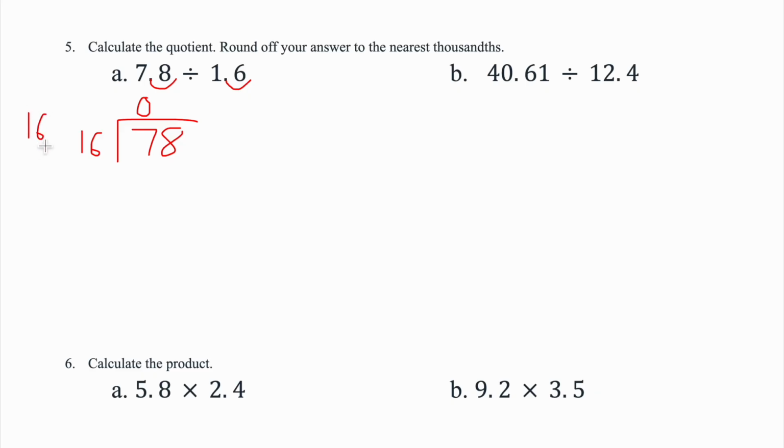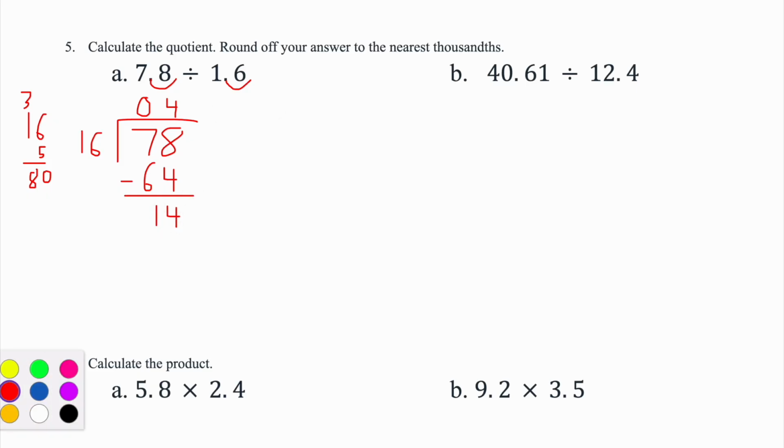Let's guess 5 times. 5 times 6 is 30. 5 times 1 is 5, plus 3 is 80. So that's too much. Just a little too much, so I know it's 4 then. 4 times 6 is 24. 4 times 1 is 4, plus the 2, 6. Subtract 64. I get 14.